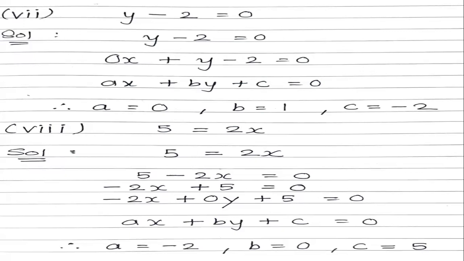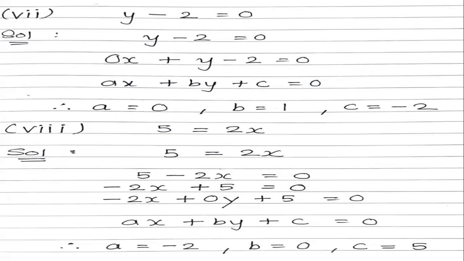And over here again you will realize that you have a variable of x, but you don't have a variable of y. So the equation minus 2x plus 5 is equal to 0 can be rewritten as minus 2x plus 0y plus 5 is equal to 0. And then when I compare it with the standard form, which is ax plus by plus c is equal to 0, I can clearly state that a is equal to 2, b is equal to 0, and c is equal to 5.